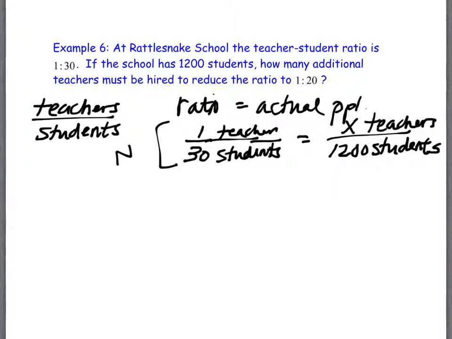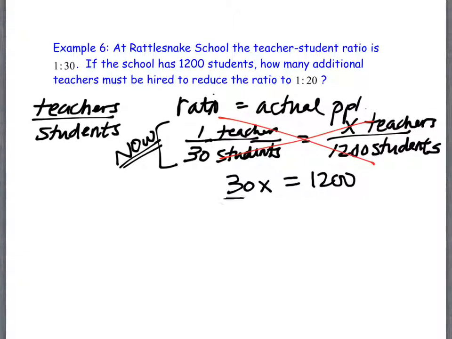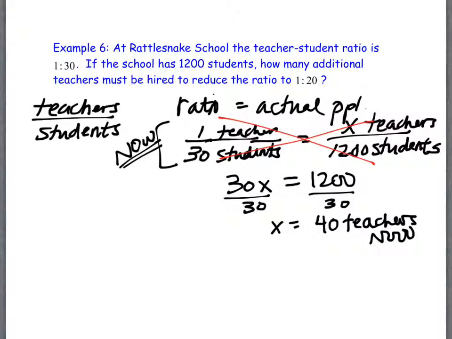So this situation is what's happening now, currently. So what do we have to do? Cross multiply. So if we cross multiply, what do we get? Good. 30x equals 1,200. And then divide by 30. Good. And that gives me 40 teachers. So this is how many we have now. Now that's not exactly the question that was asked, was it? What was the question asked? How many new teachers we need to hire so that what happens? The ratio is 1 to 20. So how can I find that out?